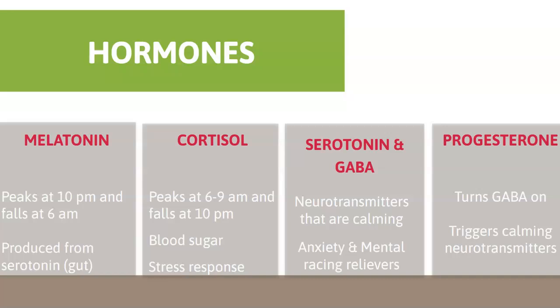So if you have trouble either falling asleep or staying asleep, which is really insomnia, working with a coach and coming up with a very personalized plan, utilizing some of these hormones and nutrients to support these hormones may be really helpful. So melatonin peaks at 10 and it falls at 6. So following that 10 to 6 cycle, melatonin and cortisol do a dance. So when melatonin is high, cortisol is low, and when cortisol is high, melatonin is low.